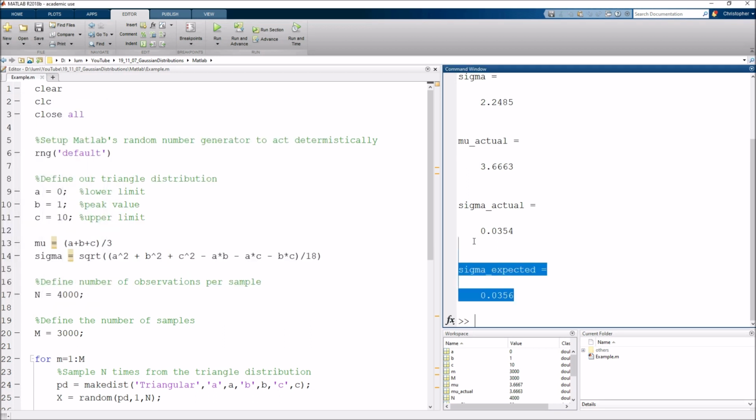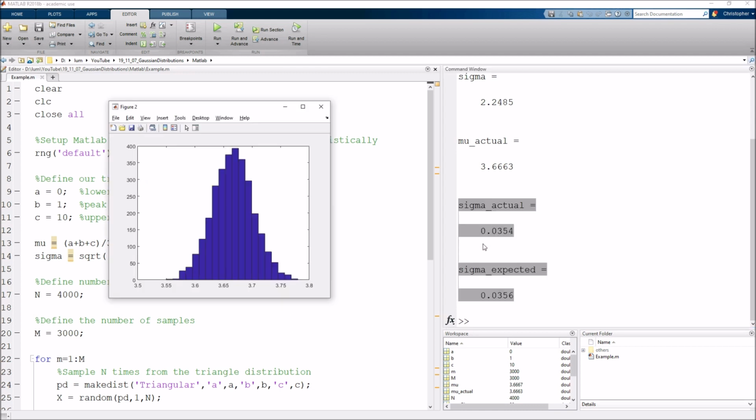And again, the actual variance and standard deviation of the experimentally determined Gaussian is very, very close to the expected value, or the expected value means something very specific. The expected standard deviation, right? Both of these match up quite nicely here.